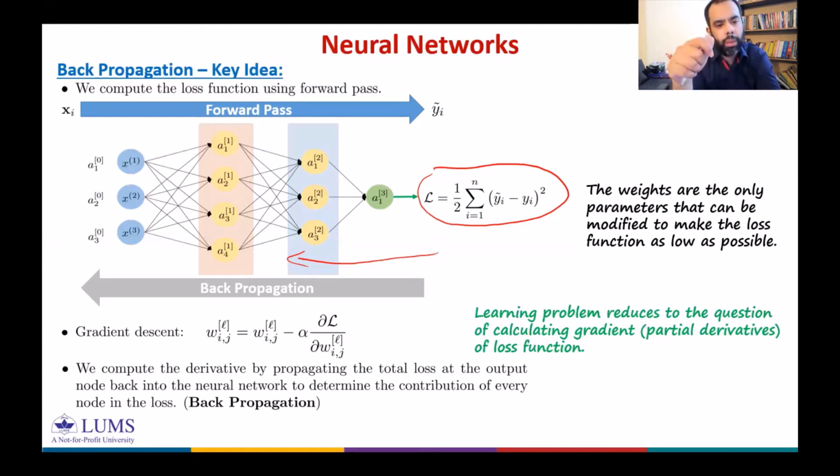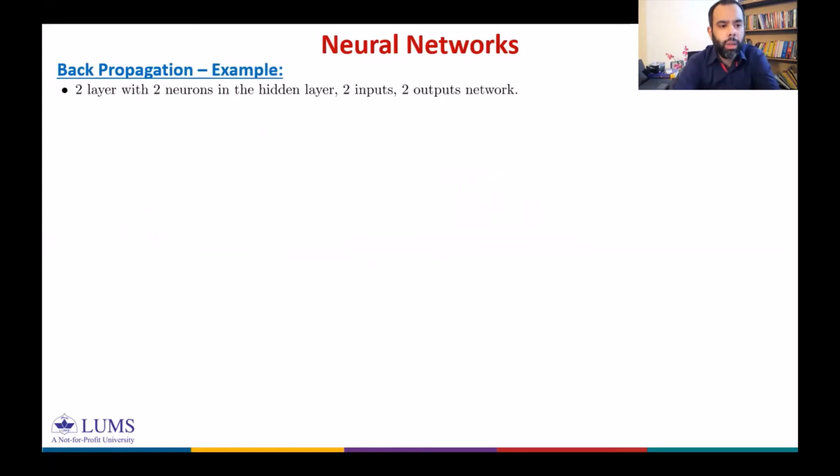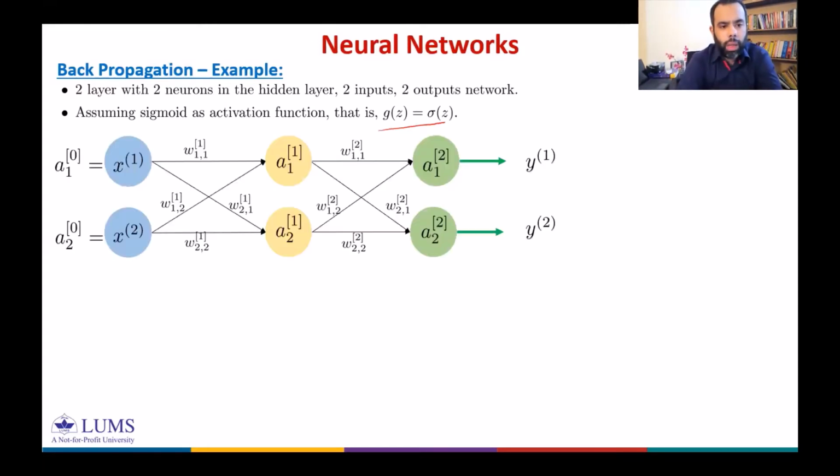Before we define backpropagation in vector notation, I will introduce one simple example in which we will work out these partial derivatives, or we will work out the backpropagation. Assume that we have a two-layer network with two neurons in the hidden layer, two inputs and two outputs. Right? And we assume that the activation function is sigmoid, which simply means g(z) is sigma(z). So this is the neural network we have.